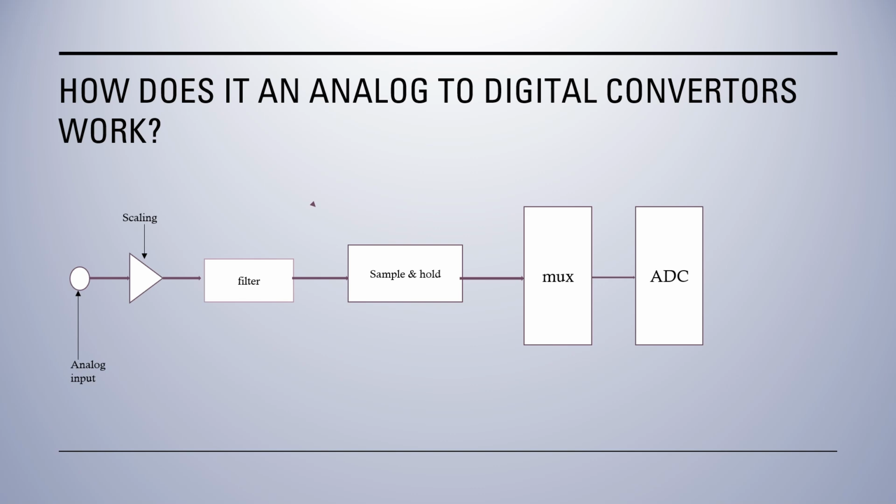Now, how does it work? This is how it generally works. First, there's the analog input. There's scaling, so there's a circuit in there that scales. And then it determines where the 3 volts is. There's many things going on because it's not a consistent value.